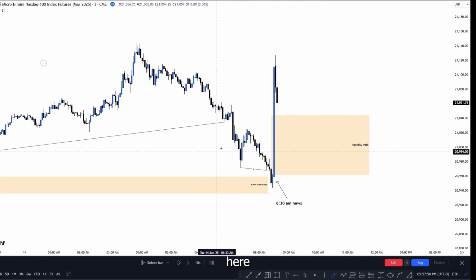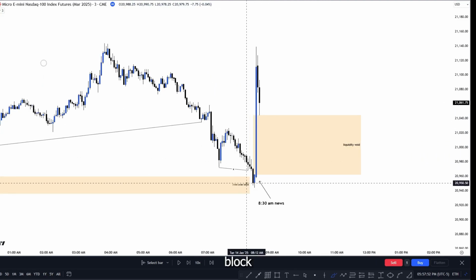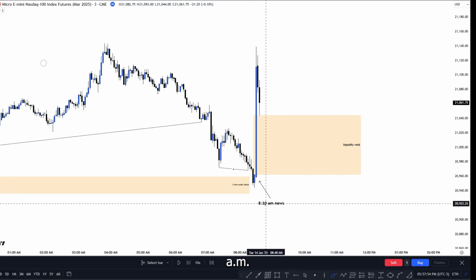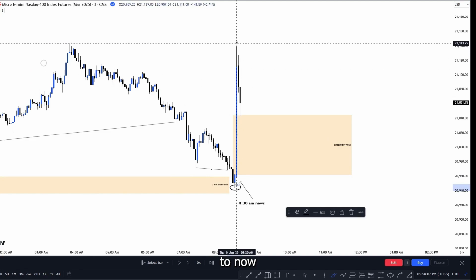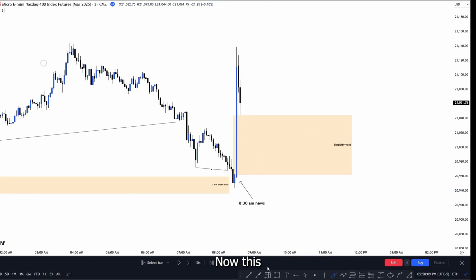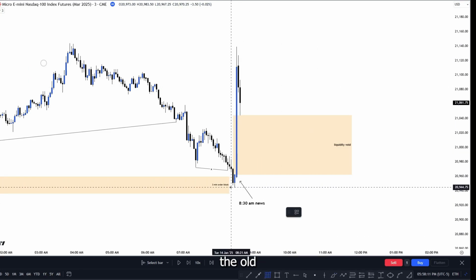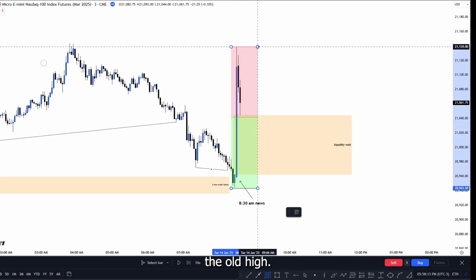So as you can see right here, after price left this 3-minute order block, price expanded higher during the 8:30 a.m. news. Now we have created a new range from this old low to this old high right here. Now let's grab my Gann box from the old low to the old high.